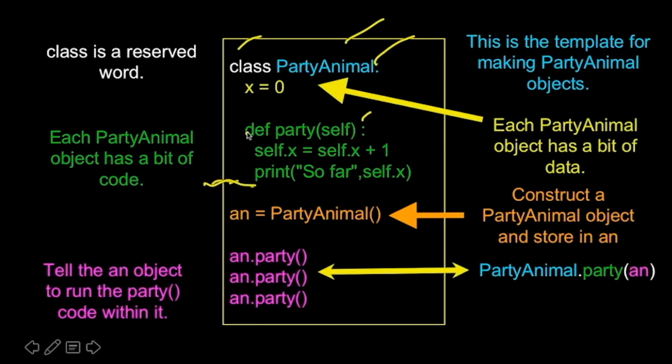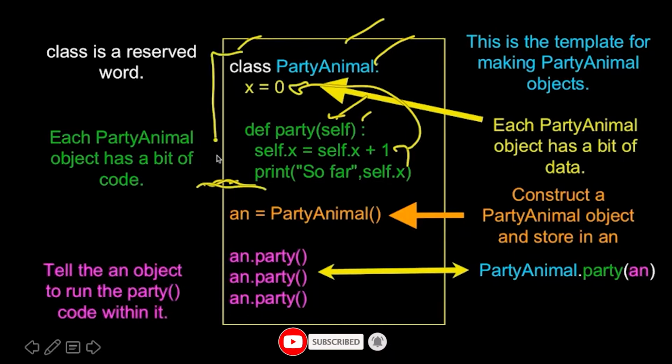The difference is this is a method because it lives inside of a class. And so there is no function called party. There's a function called party within the PartyAnimal class. And we'll talk in a second about this self thing. It is the way that inside this code we refer back to that variable. So this is not actually executing any code. It's sort of remembering the template, defining the class PartyAnimal.